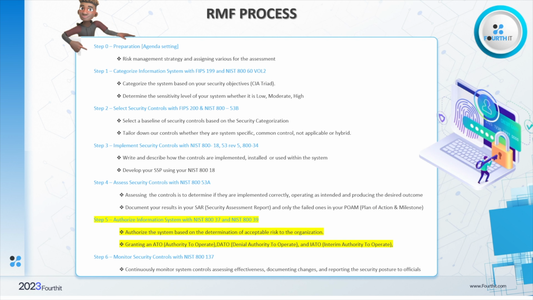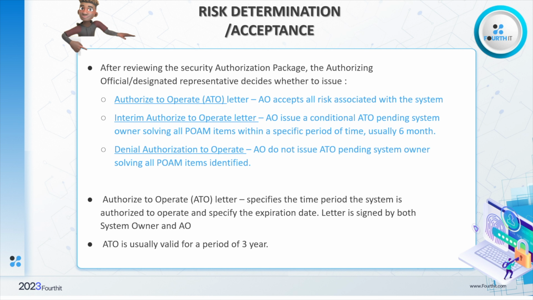Now, when it comes to the risk decision, the authorizing official, after reviewing your security package, will determine whether he's going to give you an authority to operate, ATO. The ATO means that he has accepted all the risks associated with the system. An interim ATO is issued to say, I'm giving you a condition: go and resolve some of the items in the POAM within a specific time period. Then after, you can come for a full ATO.